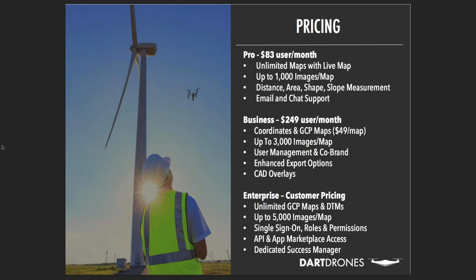The main differences are the sizes of the maps that you're able to make, and then some of the analytics tools like using ground control points, CAD overlays, and then for Enterprise are DTMs, a lot of our enterprise tools like roles and permissions, and access to our APIs in that market.